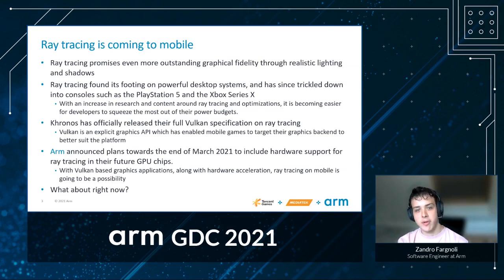Ray tracing is coming to mobile. Having started on machines with exceedingly high power budgets, it has recently trickled down to consoles where we are seeing games like Cyberpunk 2077, Spider-Man, and Resident Evil Village all have full ray tracing support. Khronos also officially released their full Vulkan specification for their ray tracing extensions at the end of November 2020, giving developers a clear guide on how to use the API and giving driver teams the insights on how to provide compliant implementations. With ARM also announcing hardware support for ray tracing, it is clear that it is no longer a possibility, but a reality. Well, what about right now?